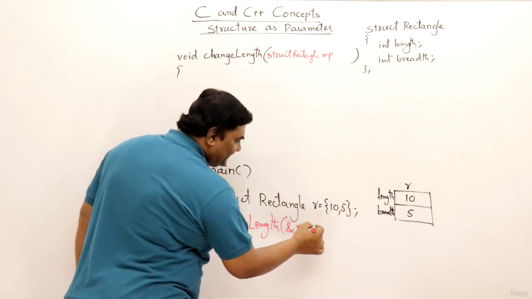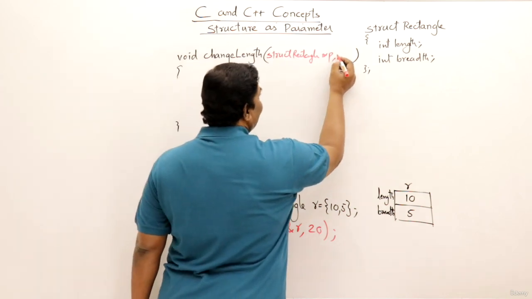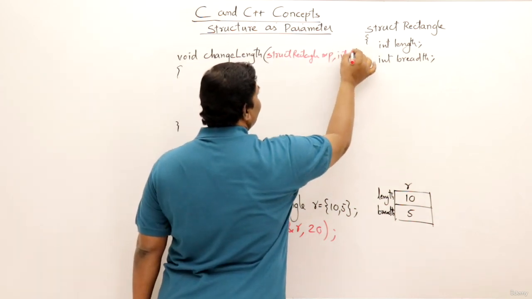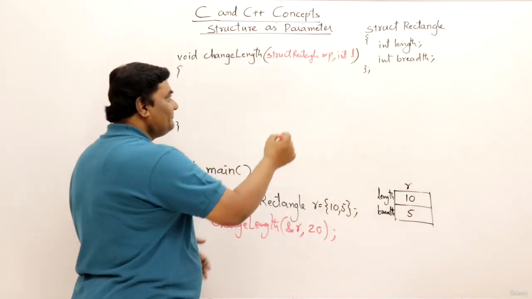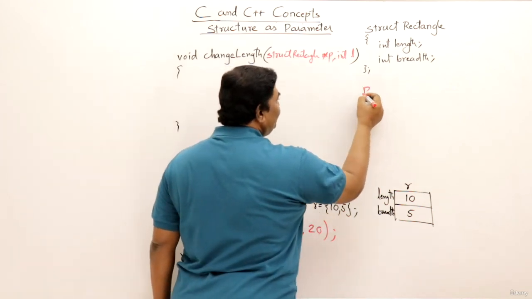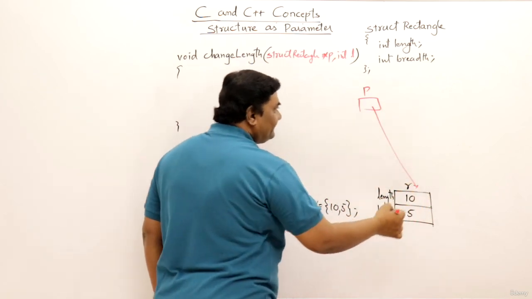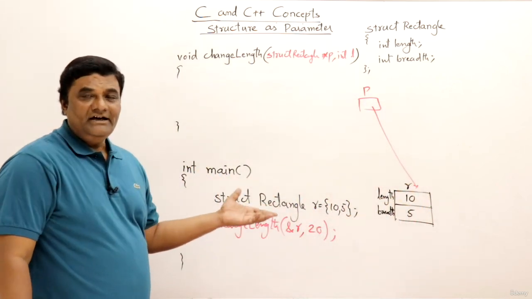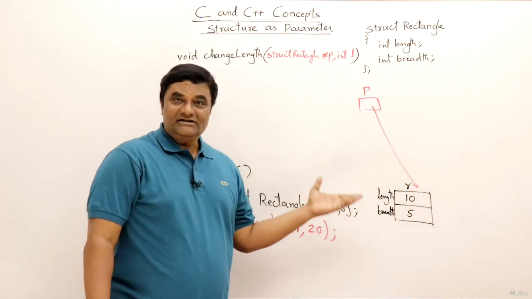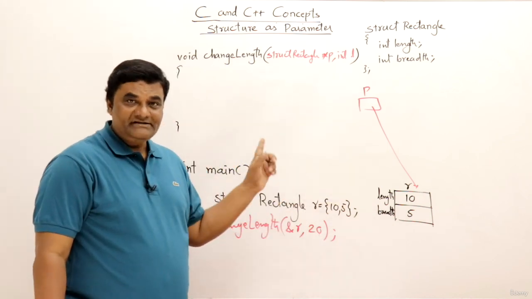Along with this I should also pass the new length. Let us say I want to make the length 20 instead of 15. Then it should also take the new length, an integer L. So it is taking by pointer. When you call this function, how does it look? This P is a pointer that belongs to this function and is pointing to this one. We have already learned pointer to a structure, and now you can see that a pointer to a structure is useful in parameter passing also.